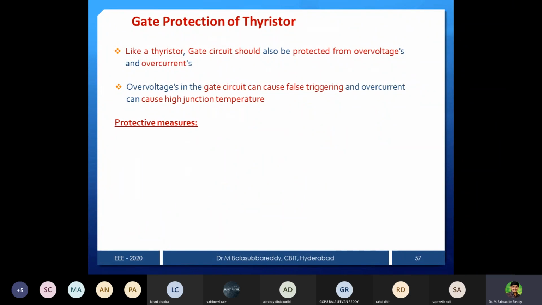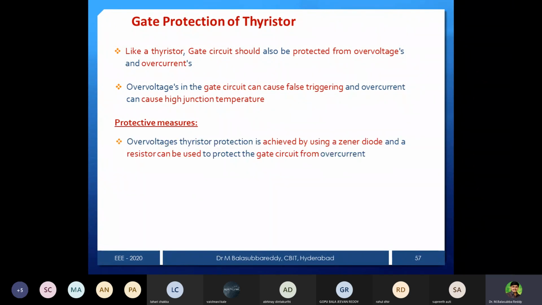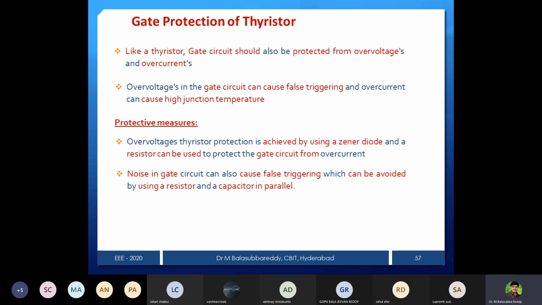And the protective measures are what? Over voltage thyristor protection is achieved by using a zener diode, and a resistor can be used. What does the zener diode do? It will clamp that voltage. And some resistance you can also use to minimize the current passing through. That way we can use it as protection for the gate circuit from over currents.